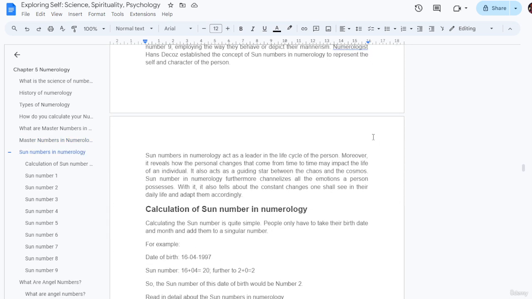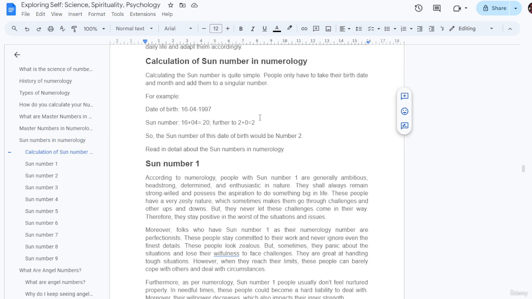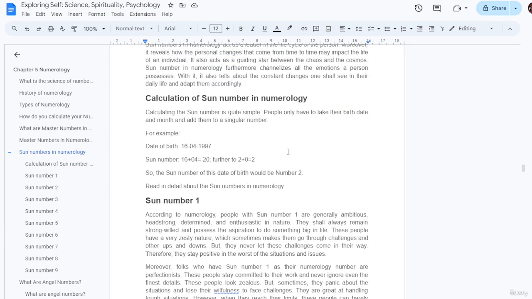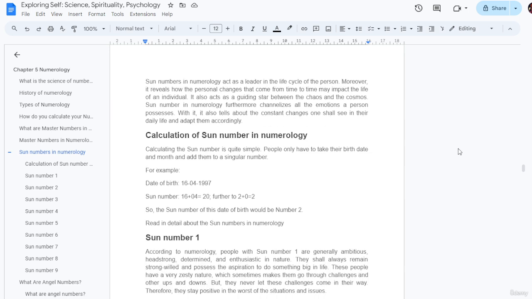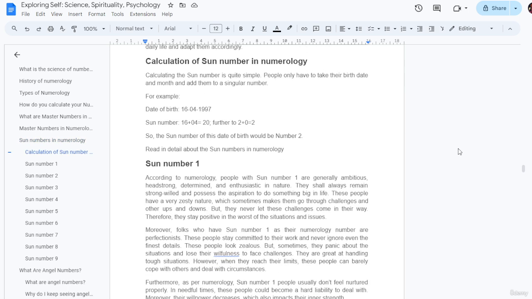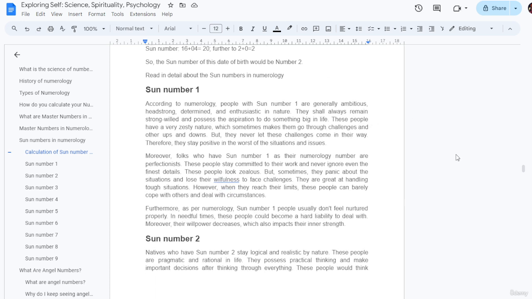Sun numbers in numerology. Those are a little bit different because you add up your date of birth once again, and you see which would be which. Sun calculation is basically a life cycle of a person. It reveals the personal changes that come from time to time that may impact the life of an individual. It also acts as a guiding star between chaos and cosmos. Sun numbers in numerology furthermore channelize all the emotions of a person who possesses it. It also tells about the constant changes one can see in their daily life and adapt to them accordingly. Simple. Add up, for example, your birth date, and you get the number.